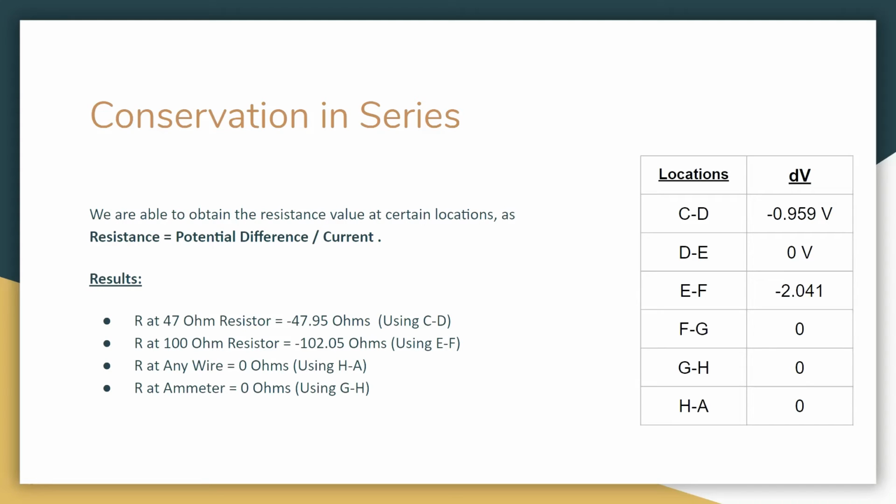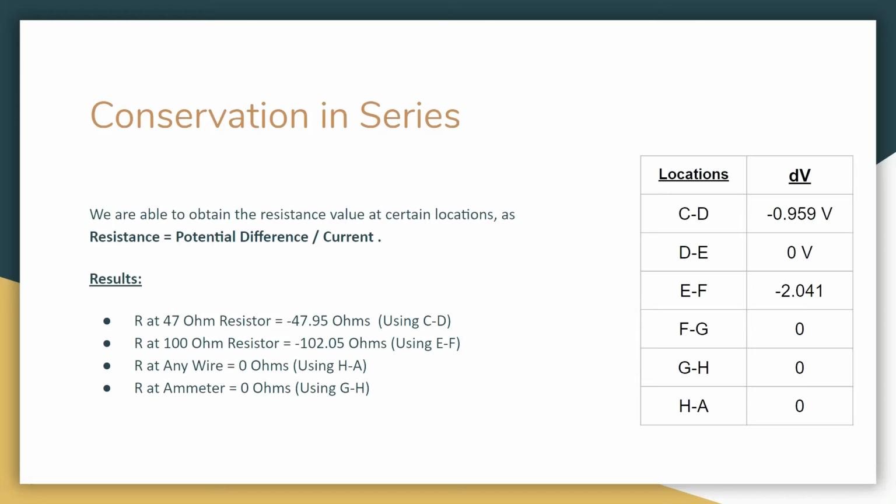that I was using. And the way I was able to determine that resistance was by using the rule that resistance equals potential difference divided by current. And I've already measured the potential difference at certain locations. As you can see, C to D will have a potential difference of negative 0.959 volts. And as I stated before, the current throughout the circuit was constant, equaling 0.02 amps. And so by basically using that rule, potential difference divided by current, I was able to get the values.